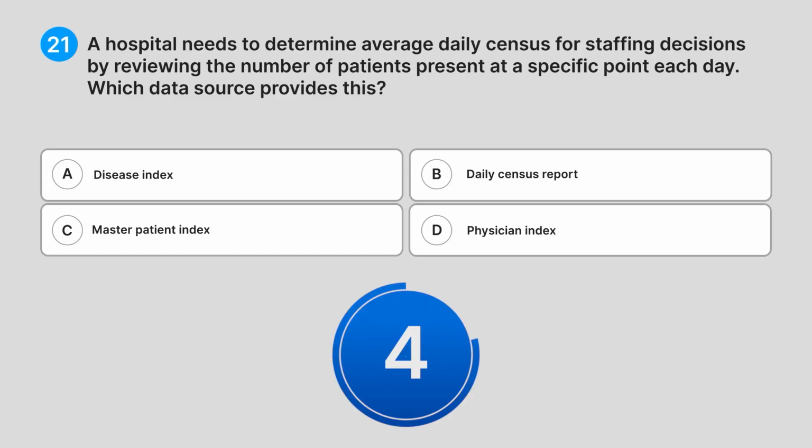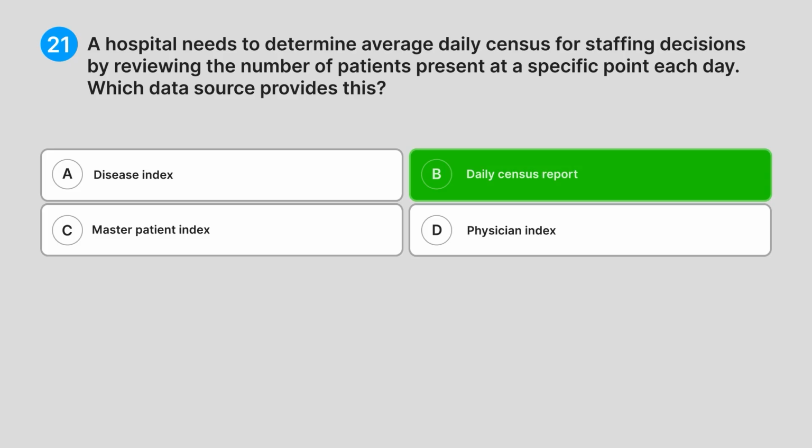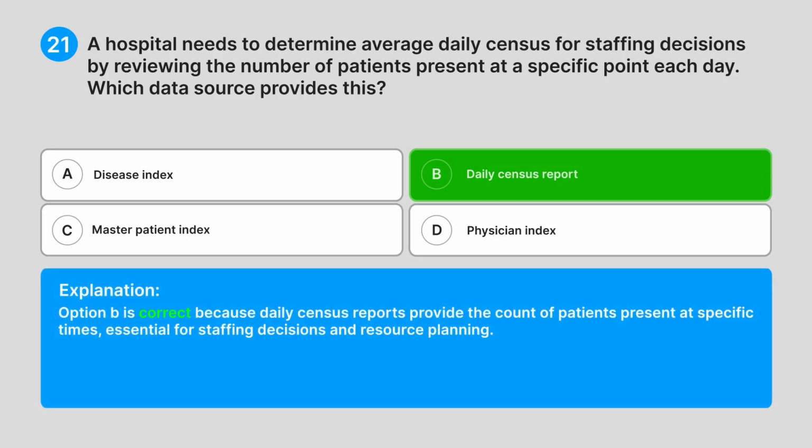Can you guess the answer? Correct answer, B. Daily Census Report. Explanation. Option B is correct because daily census reports provide the count of patients present at specific times, essential for staffing decisions and resource planning.